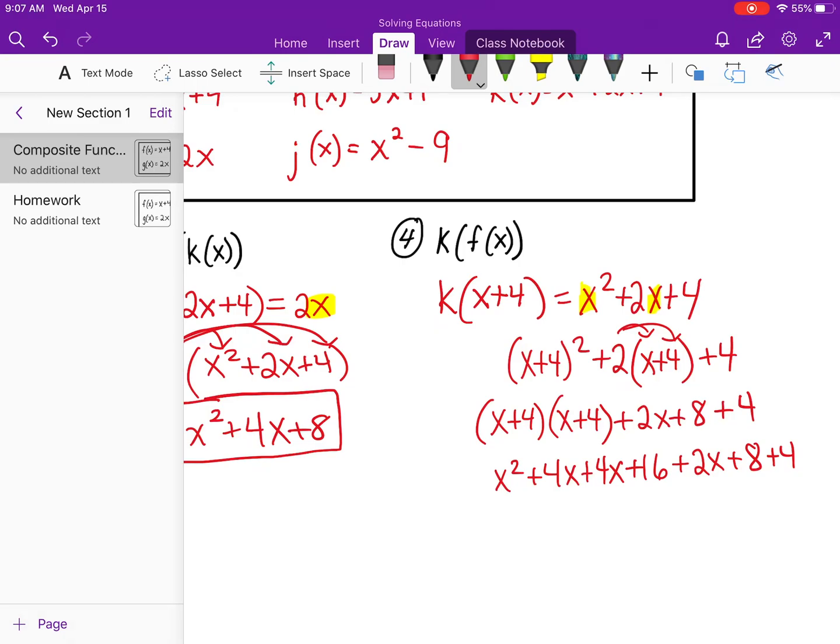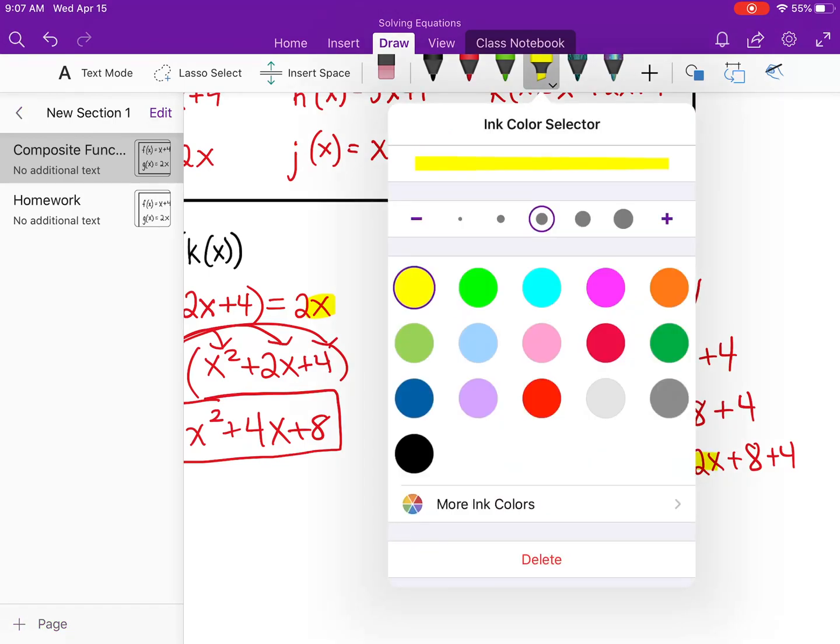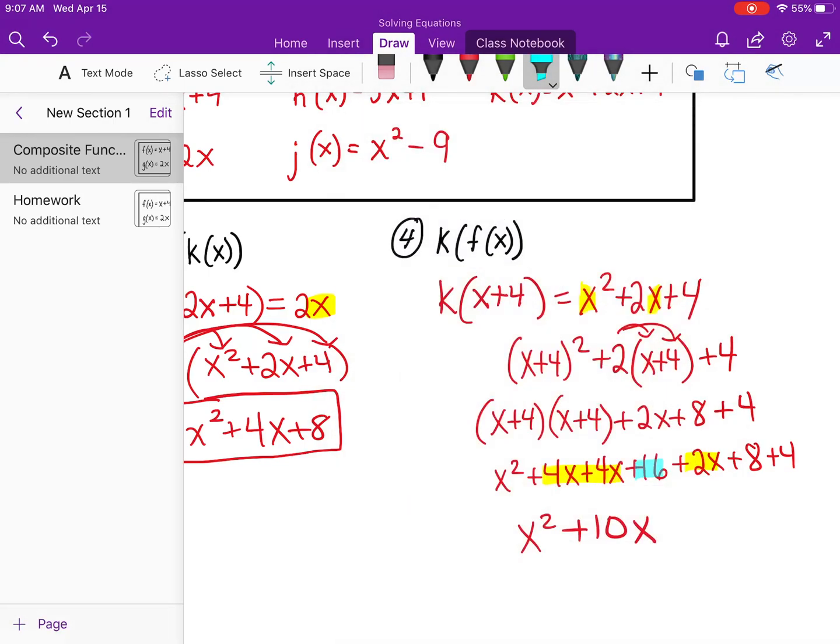Now I've just got a bunch of different like terms that I need to combine. X squared doesn't combine with anything, but I do have 4x plus 2x that will combine. So that's 8x plus 2x, that's 10x. And then I would also need to combine, let me switch to blue, 16 plus 8 plus 4. 16 plus 8 plus 4 would be 28. So that's my answer, x squared plus 10x plus 28.